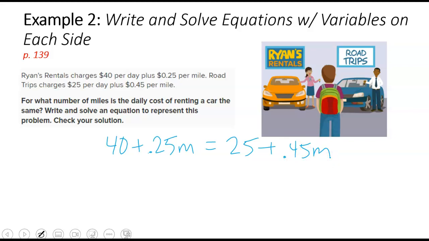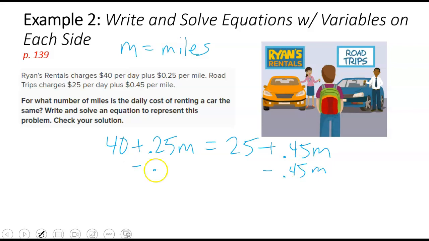So m is the number of miles, and it costs 25 cents for each mile plus $40 for the day. Here it's 45 cents per each mile plus 25 for the day. And again, same thing, except now we do have decimals, but we still solve these the same way even though we have decimals in here.